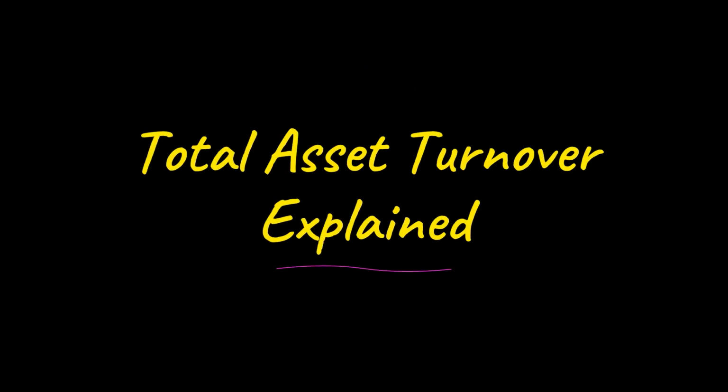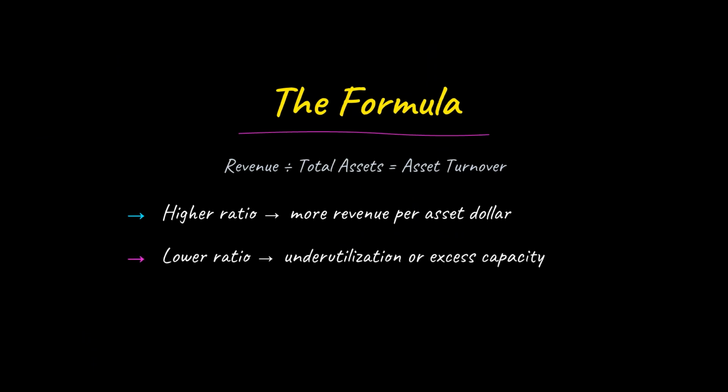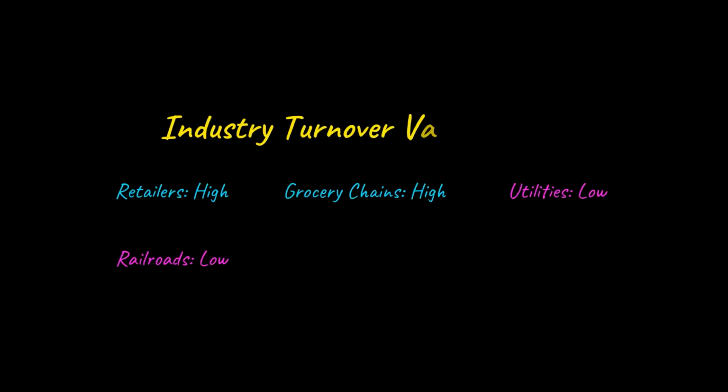Total asset turnover is an efficiency ratio that measures how much revenue a company generates for every dollar of assets it holds. It tells us how productively a firm deploys its entire asset base to drive sales. The formula divides revenue from the income statement by total assets from the balance sheet. A higher result signals efficient use of resources, while a lower result suggests the asset base is not being fully utilized. Analysts often average beginning and ending total assets to account for changes during the period.